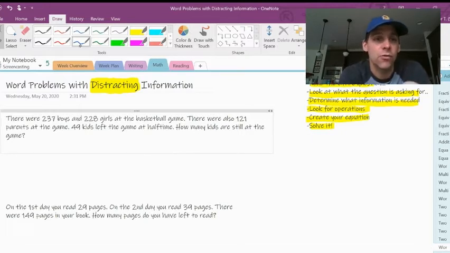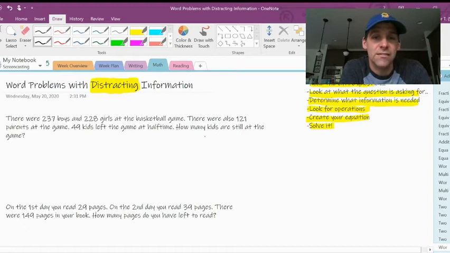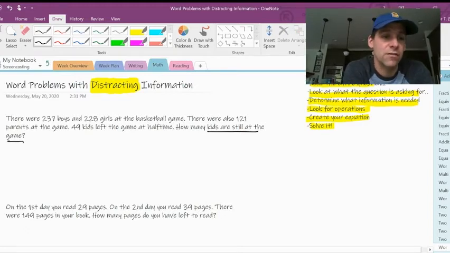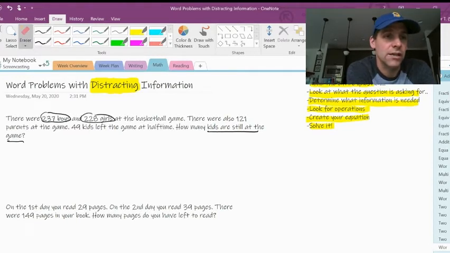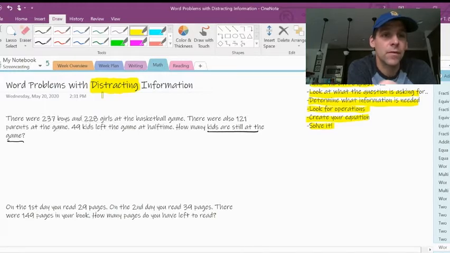So I know I'm looking for a total number of kids that are left. Okay, kids at the game. So as I look through this, I have 237 boys and 228 girls. Those seem to be things that I need. Let's use a highlighter instead. Okay. So I think I do need those.